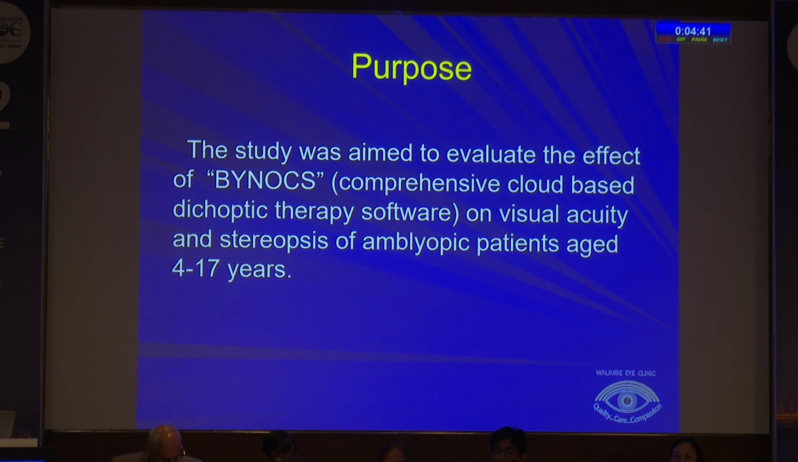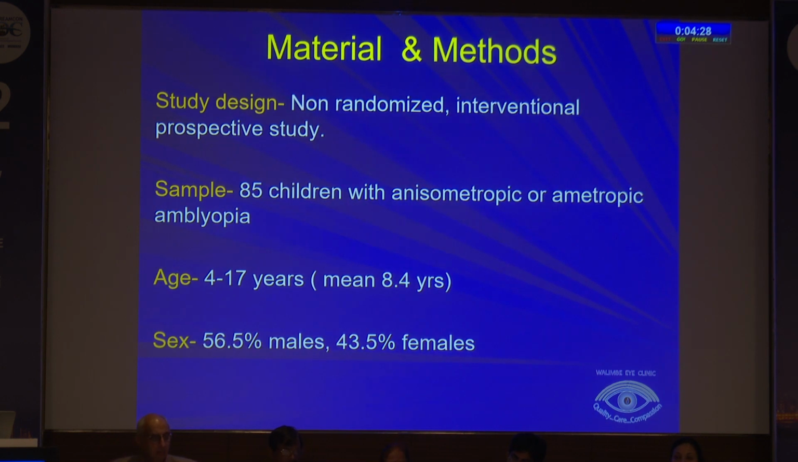So this study aimed to evaluate the effect of this BYNOCS software on visual acuity and stereopsis of amblyopic patients aged between 4 to 17 years. It was a non-randomized, interventional and prospective study. 85 children from my own clinic, a standalone private practice clinic. All children had either anisometropic or ametropic amblyopia. The age group was between 4 to 17.